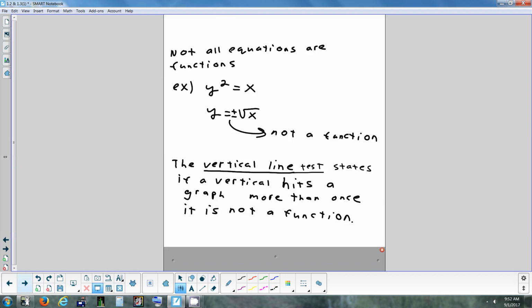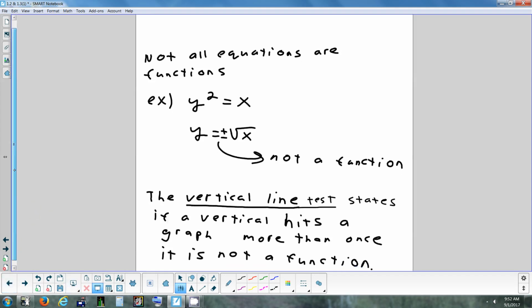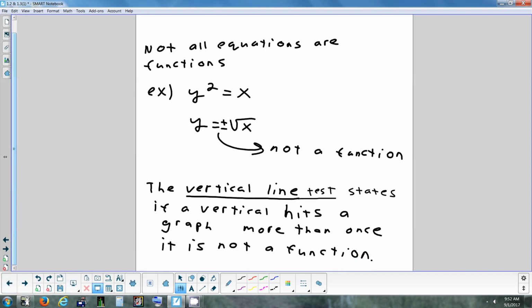Actually, this I already mentioned to you earlier, last time. I said to you, not every equation is a function. If you want to think of it visually, in order to be a function, you have to pass the vertical line test. The vertical line test states if a vertical line hits the graph more than once, it is not a function.